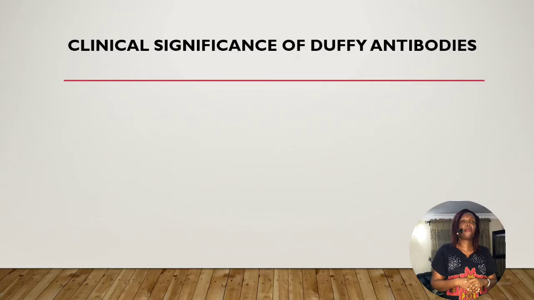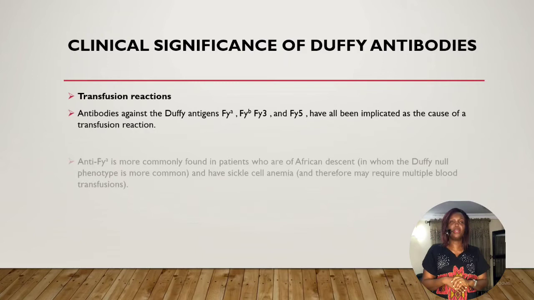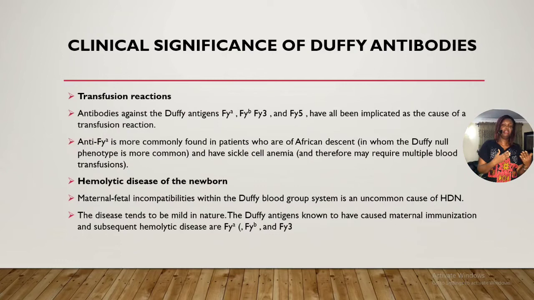Clinical significance of Duffy antibodies. Duffy antibodies are capable of causing blood transfusion reactions. Antibodies against Duffy antigens A, B, 3, and 5 have all been implicated as a cause of transfusion reactions. Anti-Duffy A is more commonly found in patients who are of African descent, in whom Duffy null phenotype is more common, and who have sickle cell anemia, and therefore may require multiple blood transfusions.